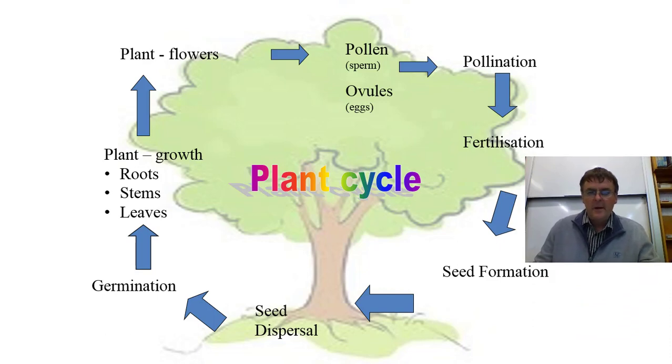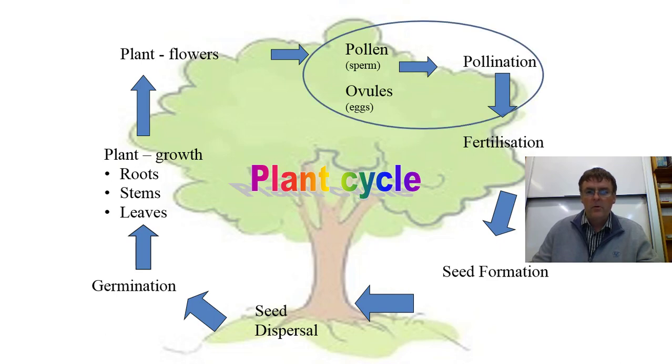G'day, Mr. Kane here, and we're continuing our journey around the plant cycle, and we're going to look at pollination and fertilization this time. So we'll begin with the pollen, ovules, and the pollination part of it.